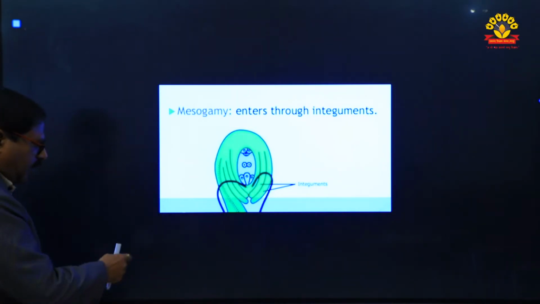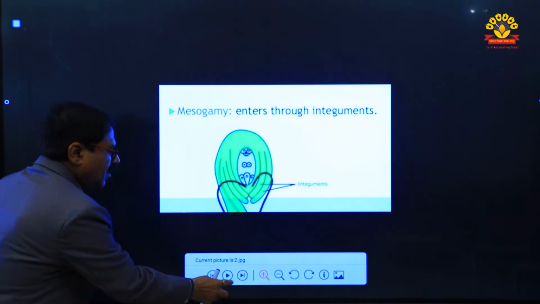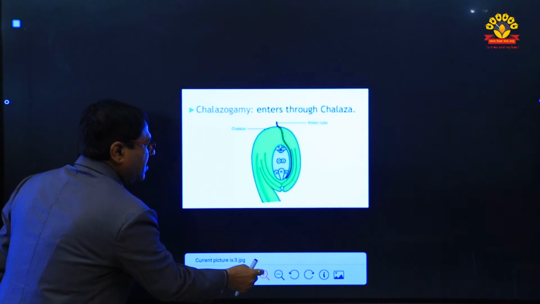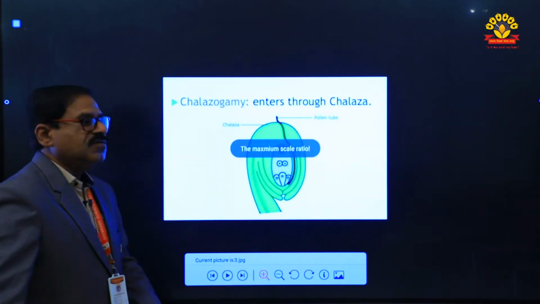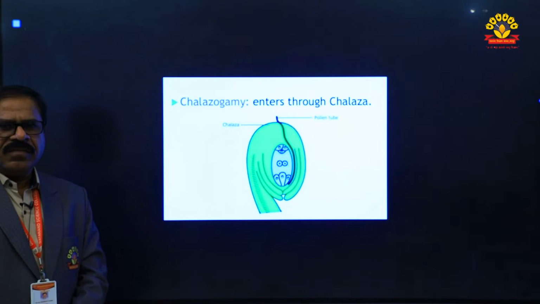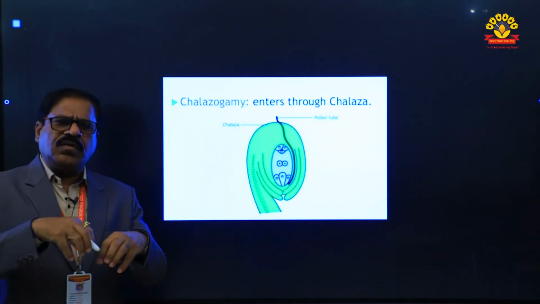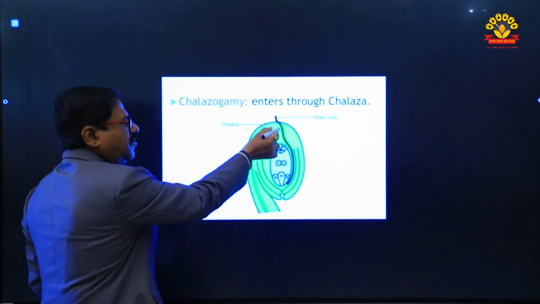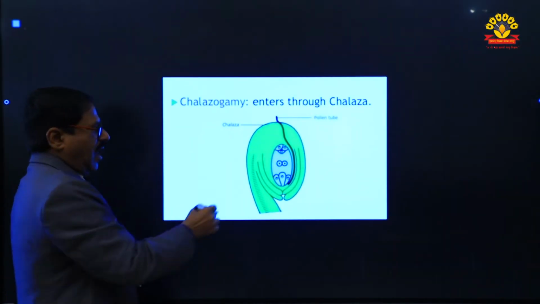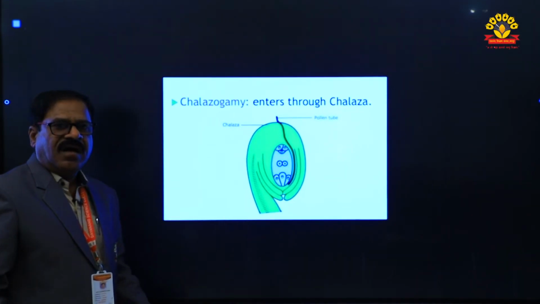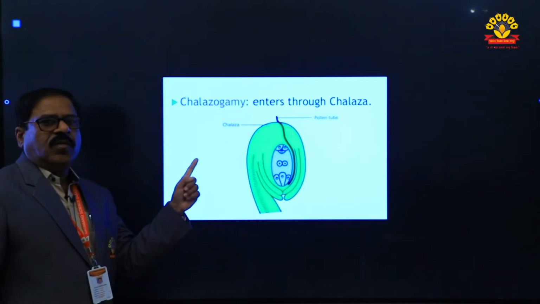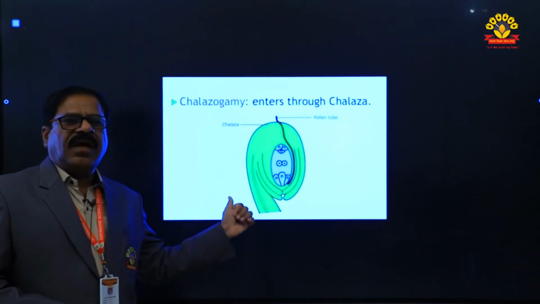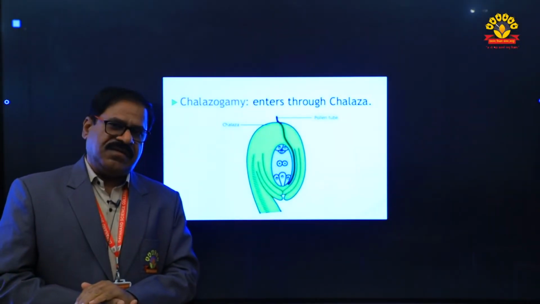Then the third possibility of the entry of the pollen tube in the ovule body is known as chalazogamy. What happens? In some ovules, the pollen tube enters directly by rupturing the chalazal end, and by breaking the wall of the chalaza, the pollen tube enters the ovule body. This entry of the pollen tube is described as chalazogamy.